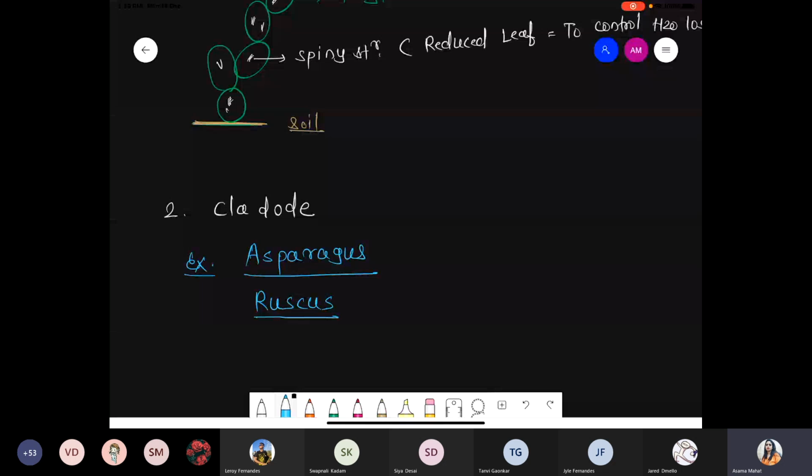Now, what is the function of that cladode? Definitely they are green in color, and obviously when we talk about the function, both perform photosynthesis. So similarly, like phylloclade, they perform the function of photosynthesis. So quickly, we are taking what exactly is the difference between cladode and phylloclade, because if you see the function, phylloclade also performs photosynthesis, cladode also performs photosynthesis. But we are talking about what exactly is the difference between phylloclade and cladode.